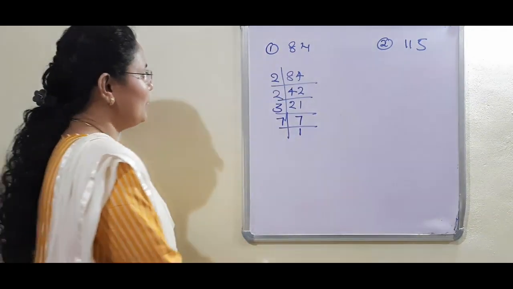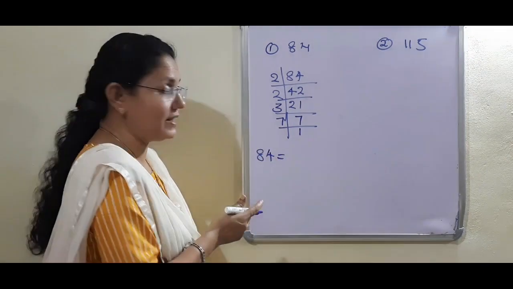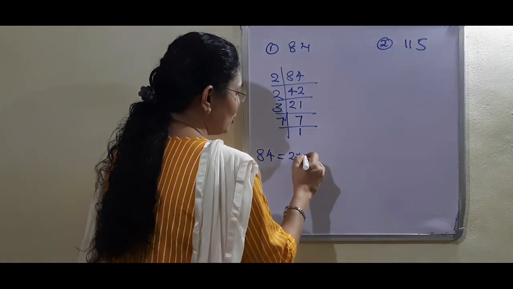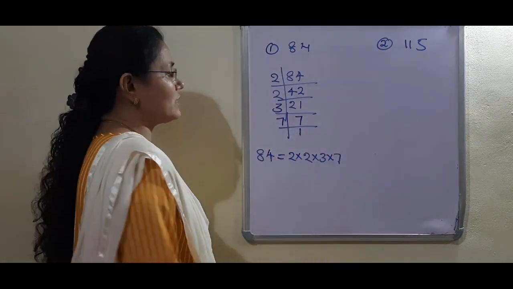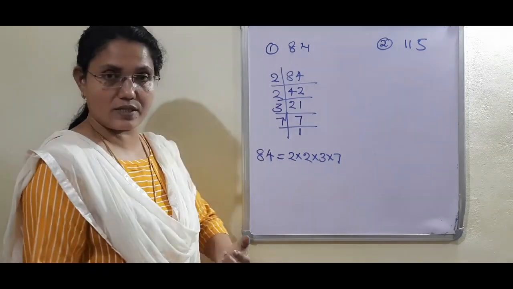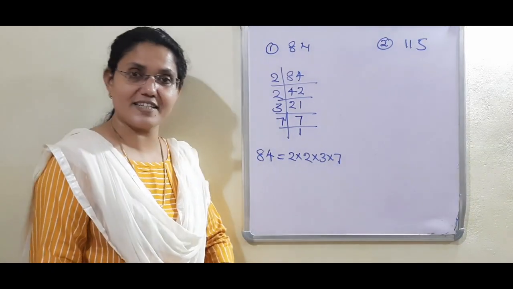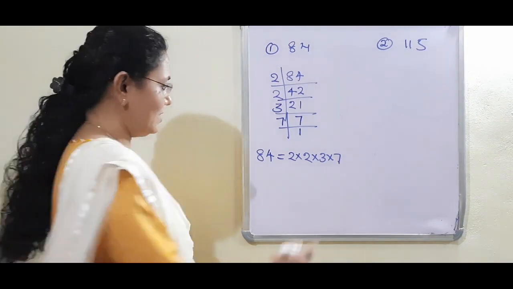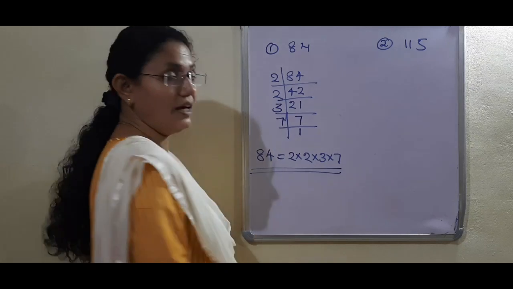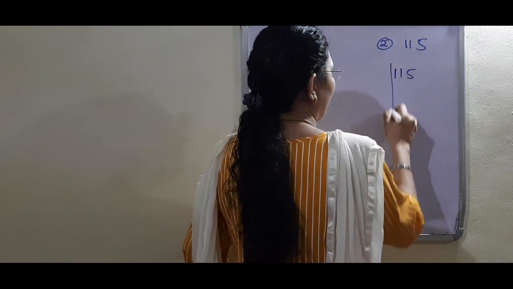Okay. Now, we can write its prime factorization. By writing this only, it is completed. 2 into 2 into 3 into 7. And one more thing, sometimes you may first start with 7, division by 7. Even though, when you are writing the prime factorization, it is better to write in ascending order. This is the prime factorization. This is the answer.